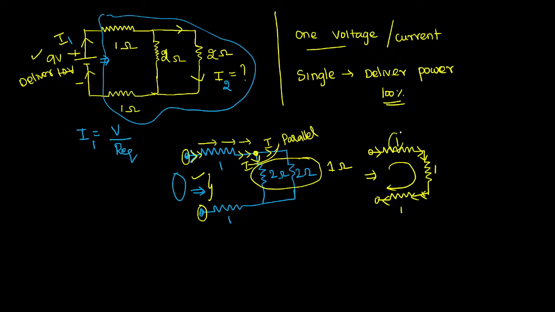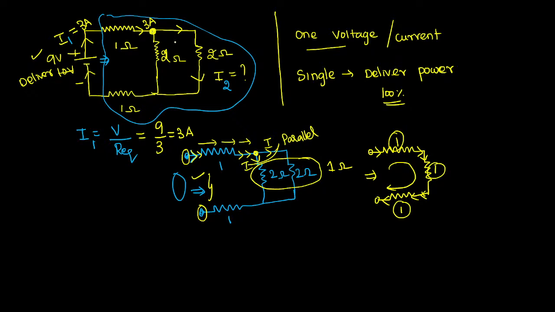So what can we do, in series can we just add everything? 1 plus 1 plus 1, total will become 3 ohm. Now total voltage 9, total resistance 3, so the total current supplied by the source will become 3 ampere. That's all. So the current delivered by the source is 3 ampere, and 3 ampere current is coming here.